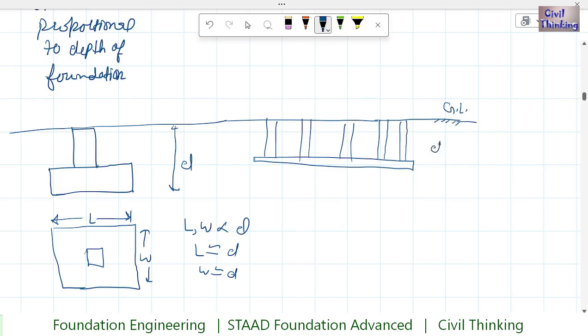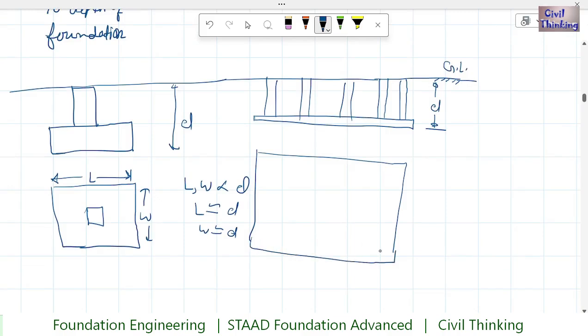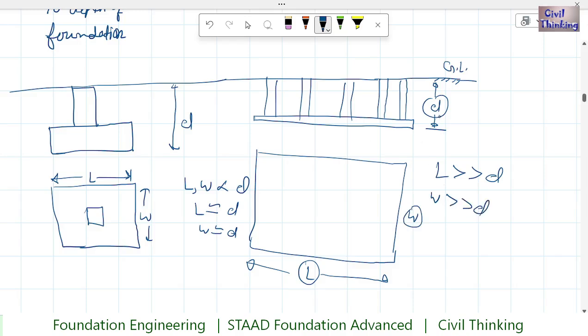Now this is the depth of the foundation, right? Now if I draw it as a plan, this is the length, this is the width. From here you can see the length is larger, right? The length is much greater than the depth of foundation. So in such scenarios, where the length or the width is more than the depth of foundation, we use the flexible method.